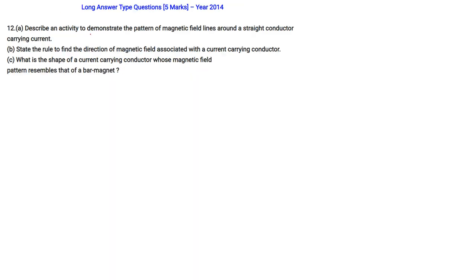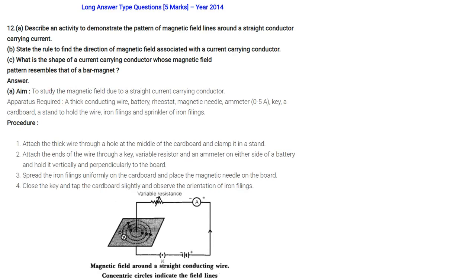Describe an activity to demonstrate the pattern of magnetic field lines around a straight conductor carrying current. In order to study the magnetic field due to a straight current carrying conductor, the apparatus required is a thick conducting wire, a battery, a rheostat, a magnetic needle, an ammeter from 0 to 5 ampere reading, a key, a cardboard, a stand to hold the wire, iron fillings, and a sprinkler of iron fillings.